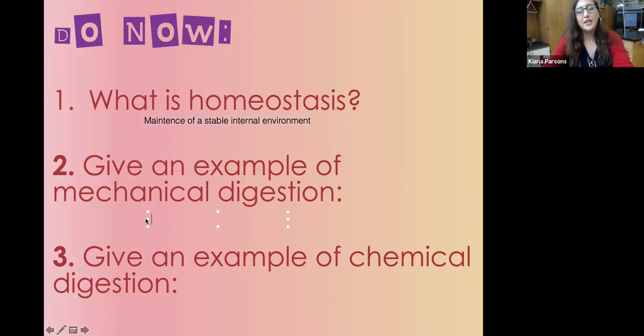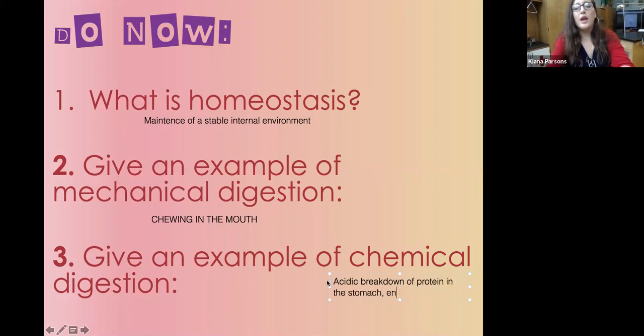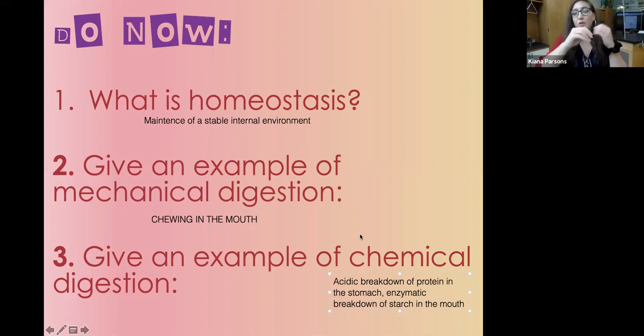Give an example of mechanical digestion: chewing in the mouth with your teeth, and we're about to talk about another example of mechanical digestion today. And give an example of chemical digestion. So we have acidic breakdown of protein in the stomach, or enzymatic breakdown of starch in the mouth. And we remember, hopefully from yesterday, that mechanical digestion is mechanical, physical, moving, breaking food into smaller pieces. And chemical digestion is breaking those smaller pieces into smaller compounds, and it involves a change in the chemical structure of the food.